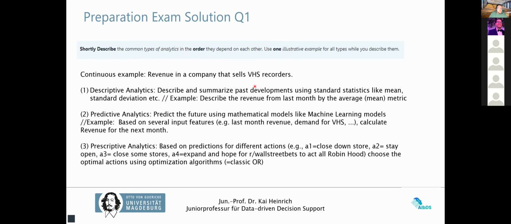So I want you to write down, this is my continuous example, revenue in a company that sells VHS recorders. It could be anything. You can be creative. You can do a Lord of the Rings thing and amuse me. The more creative you are, the better. I will get less mad if you are creative.